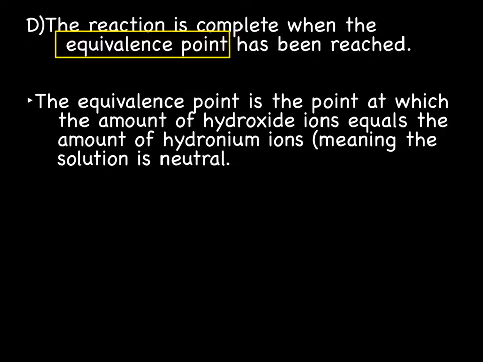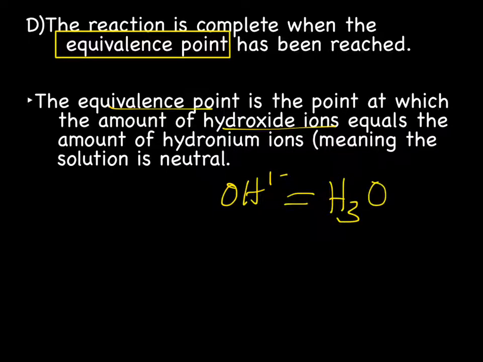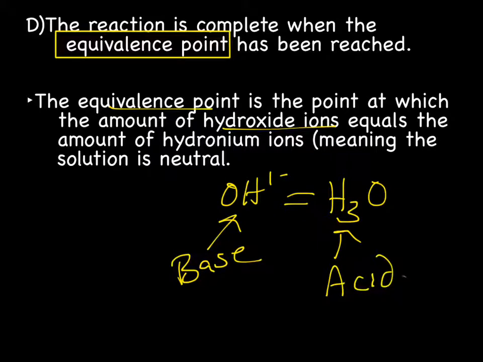Important term there. So what is the equivalence point? It's the point at which the amount of hydroxide ions, OH⁻, equals the amount of hydronium ions. And if you remember, a lot of those would indicate a basic solution, and a lot of those would indicate an acid solution. If they're equal, the solution is neutral.